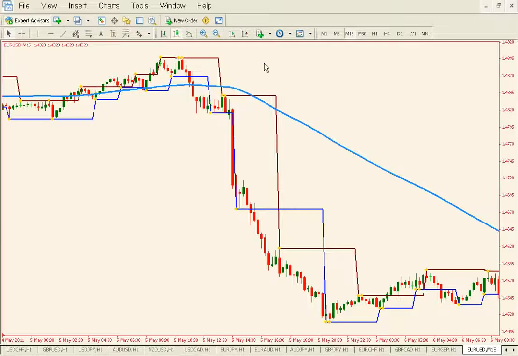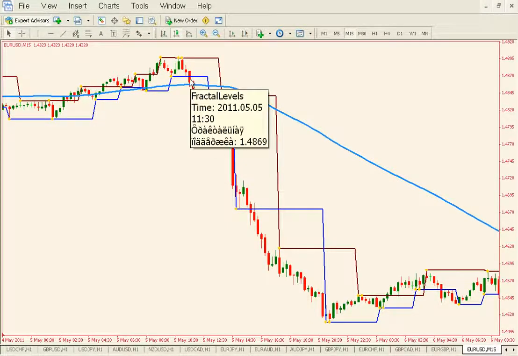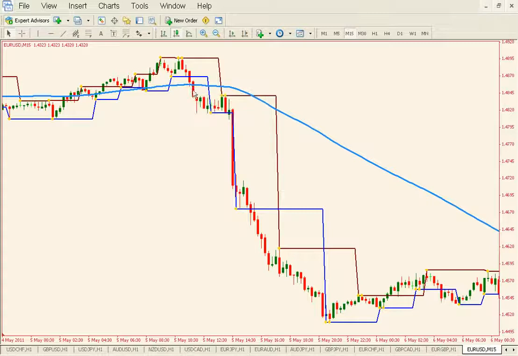What I do is I trade the break of a fractal. Okay, price breaks this fractal. So what you do is you get in right here, on this candle. You put your stop loss at the fractal high. Sometimes that's going to be far, so you have to decide where you really want to put it.